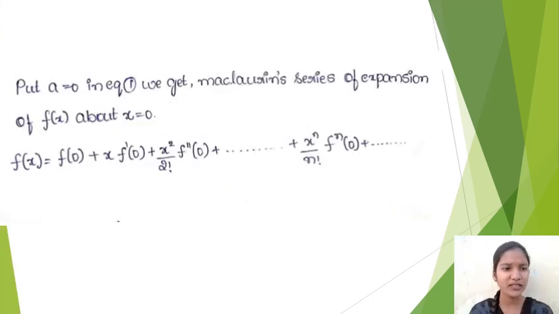Next, if we put a = 0 in equation 1, we get the Maclaurin series expansion of f(x) about x = 0. So if we put a = 0 in the first equation, we get f(x) = f(0) + x f'(0) + x²/2! f''(0) plus and so on, plus x^n/n! f^(n)(0) plus and so on.